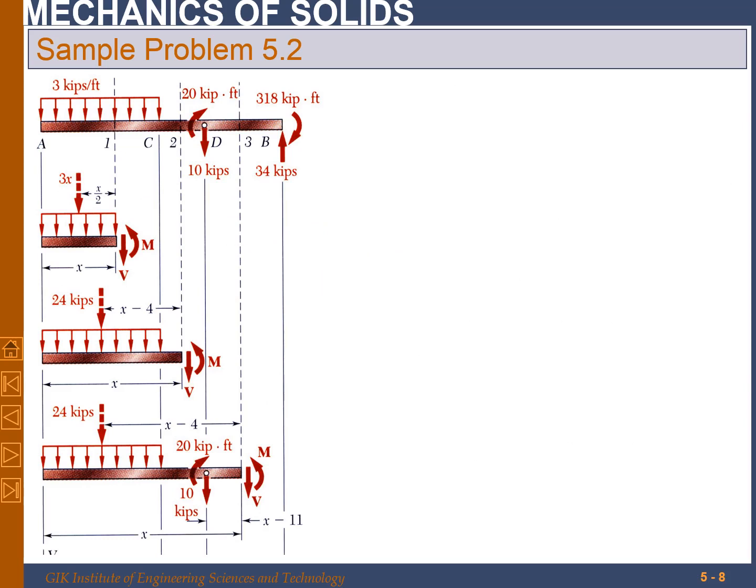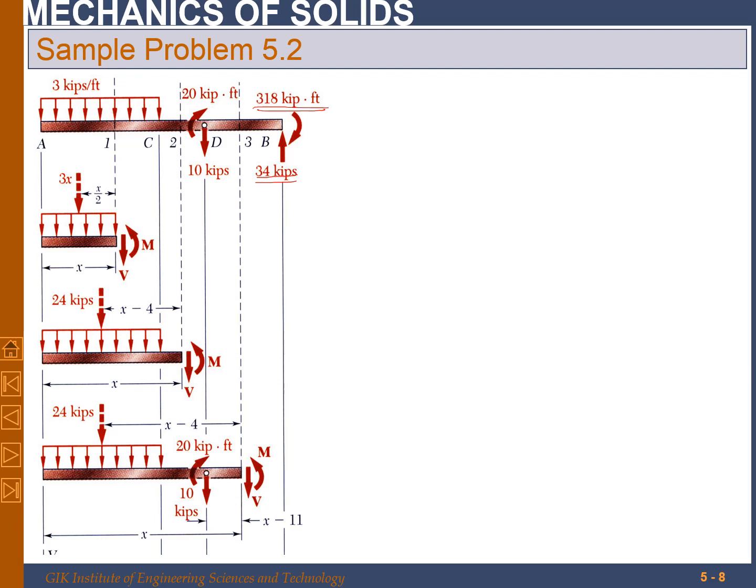Okay, now by making a free body diagram, we can find the reaction at B. So the reaction at B will be one force of 34 kilopounds, and the moment will be 318 kilopound-feet, and the direction will be clockwise.